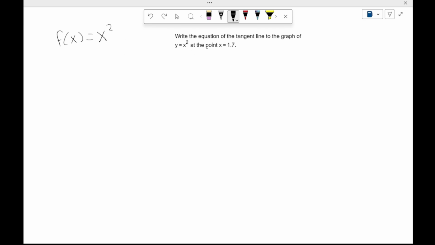So the first thing we can do is find the y value by plugging in the x value that it gives us into our function. So you have f of 1.7 equals 1.7 squared. And go ahead and do that on your calculator. 1.7 to the second is going to be 2.89. So f of 1.7 equals 2.89. So we have one ordered pair. We have our x value, which is 1.7, and we have our y value, which is 2.89.